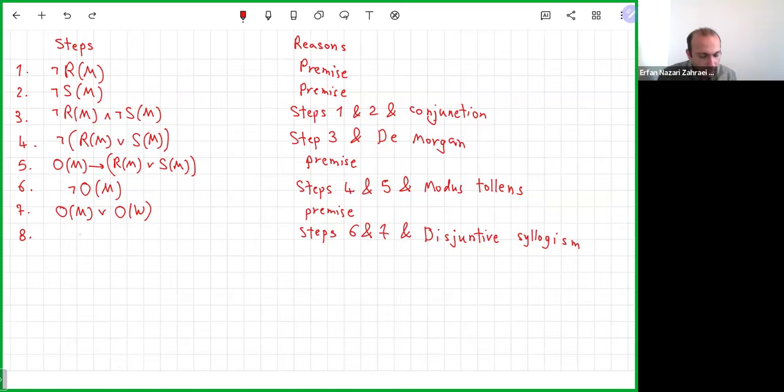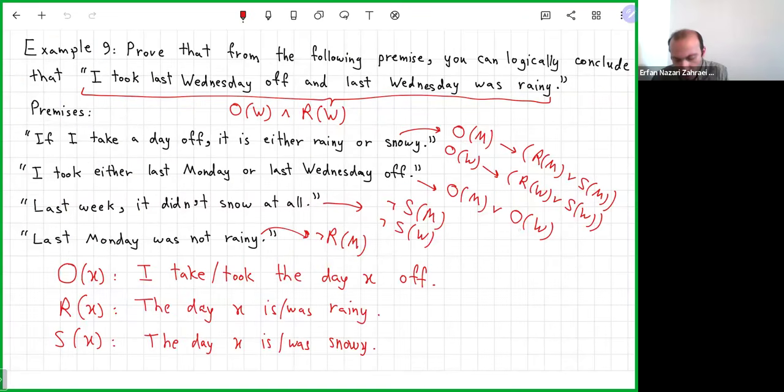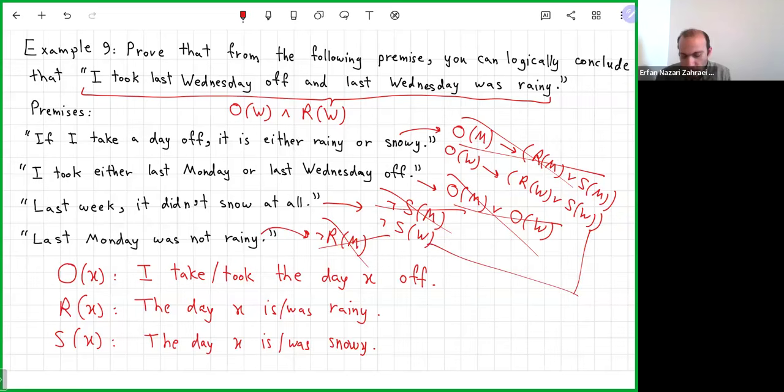Okay. Then what can I conclude? I have or of something. One of them is not true, so the other one should be true. So I can conclude Ow. Now what should I do? Look at what I'm doing. I already used this, I used this, I used this, I used this. These two are the ones that I haven't used, my premises. Now I have Ow. That suggests I use this next. And this will be the only one that I have not used yet.